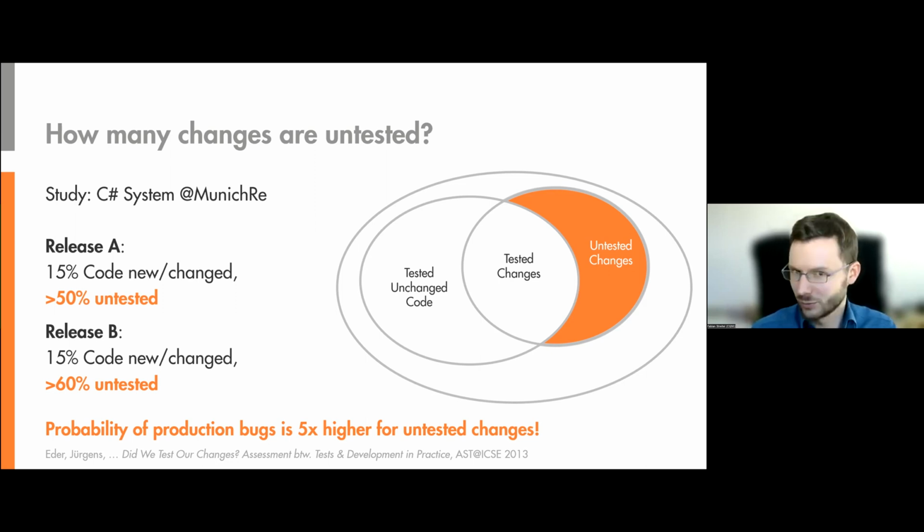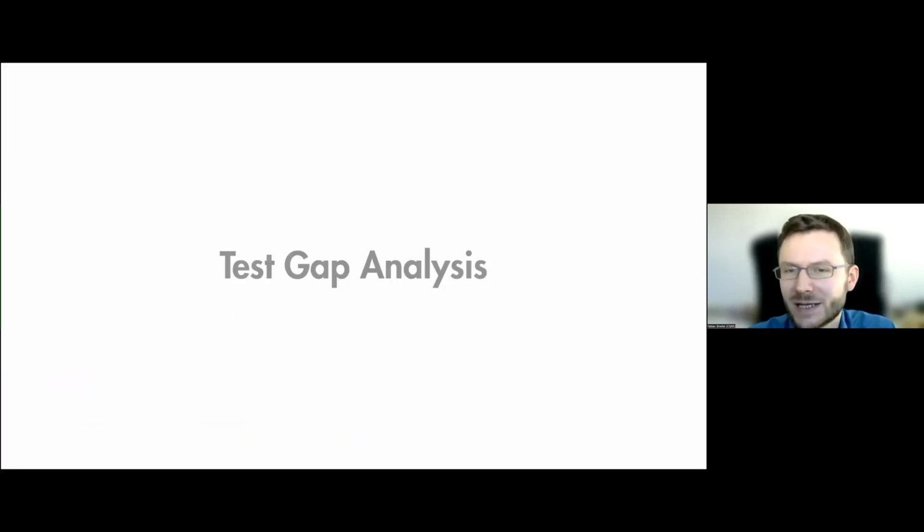And this is also what MunichRE told us at that point when we did the study, that it was nice to know that they had so many production defects and so many untested code changes, but it would be much nicer if they had known earlier on. And this was when we got the idea for test gap analysis, which is trying to show you before you do the release where the untested code changes are so that you can address the risks.